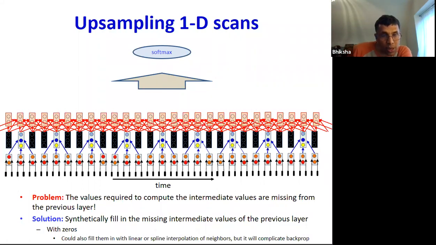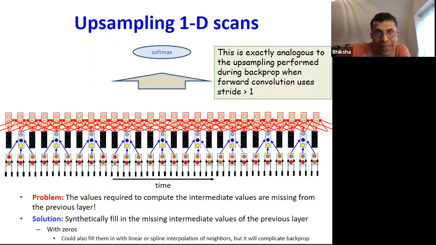So introducing zeros is not the obvious, most sensible thing to do, clearly, right? If you have more information about what those intermediate values could have been, like it's a smooth continuation, then you could have just interpolated or anything else. But in the absence of any other information, just introducing zeros is the simplest thing to do. And this is exactly analogous to the upsampling performed during backpropagation, when we did the forward convolution with stride greater than 1. It's the exact same analog. The stuff that you don't know, you just introduce as 0, right?